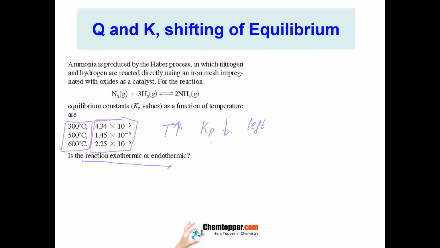Okay, Ashwin, think about it. Heat should be written on the right side. Do you agree with this, children? Because only then it will shift to the left. So what is it, endo or exo? It is exothermic. Ashwin, you have understood this? And Zara, good.